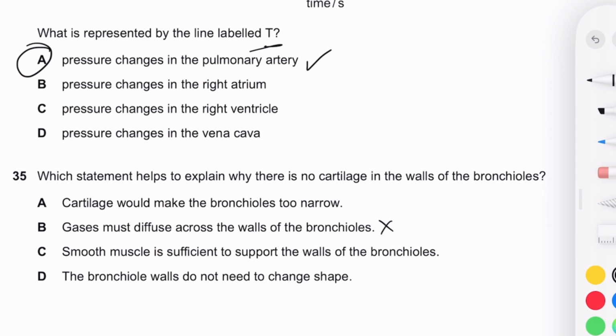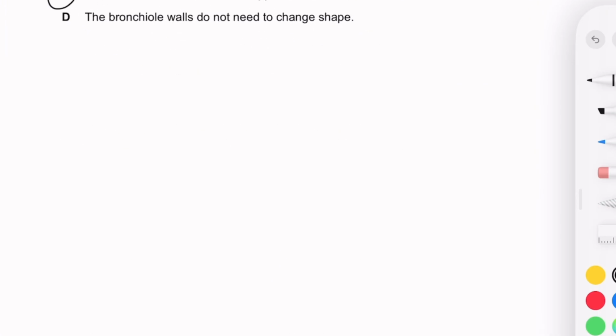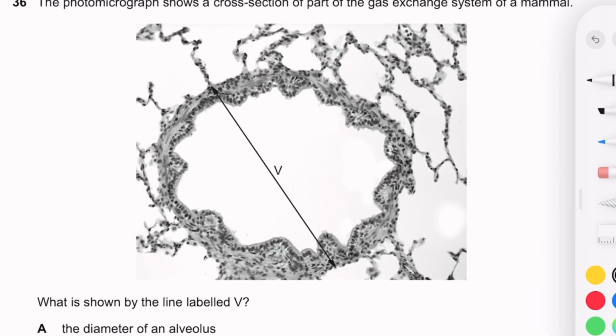Cartilage would not make the walls of the bronchioles too narrow. Actually, it would prevent the collapse of the bronchioles if it was there. However, bronchioles do not collapse. Actually, it does not need to be supported by anything other than muscle, and I think that's why the answer is C. Okay, 35. The photomicrograph shows the cross-section of part of the gas exchange system of a mammal.